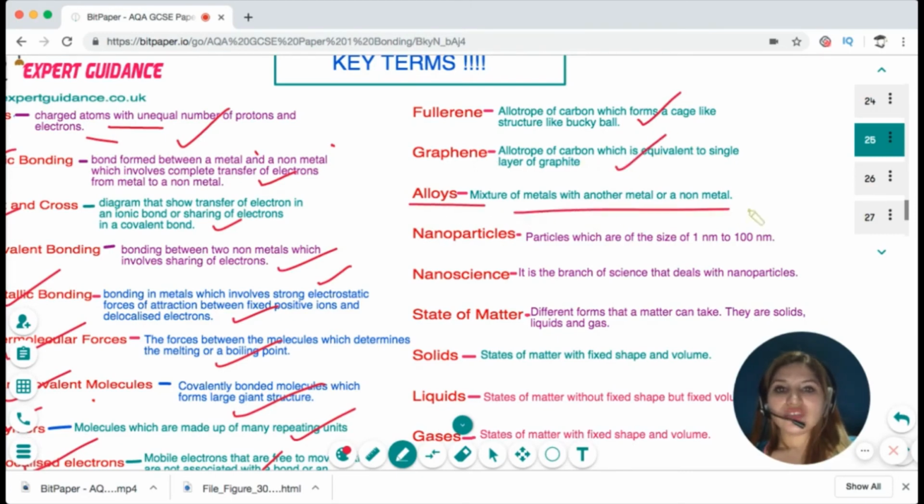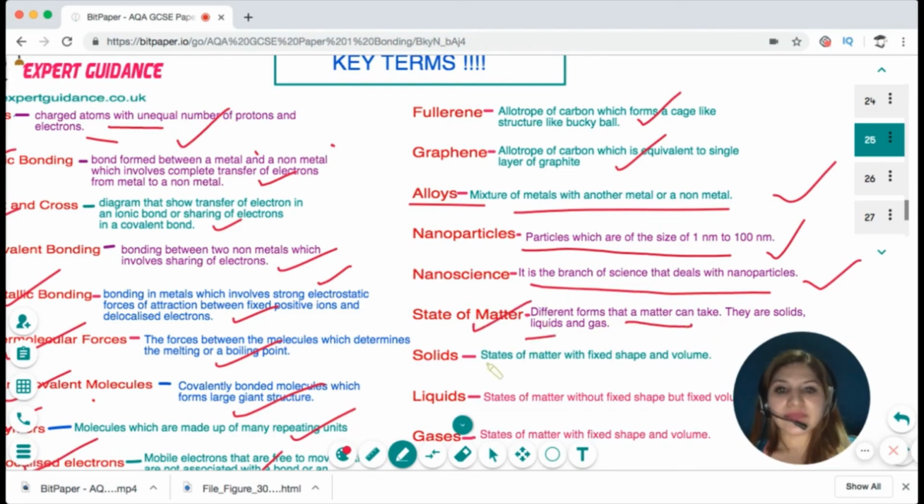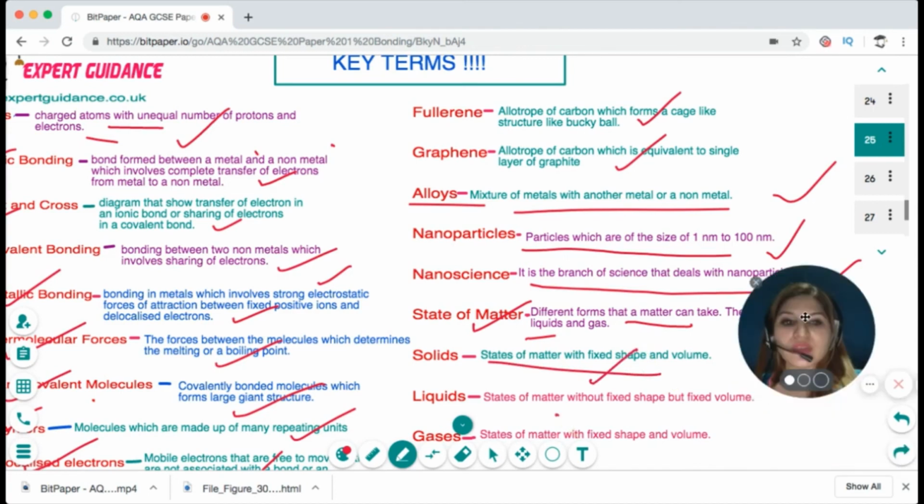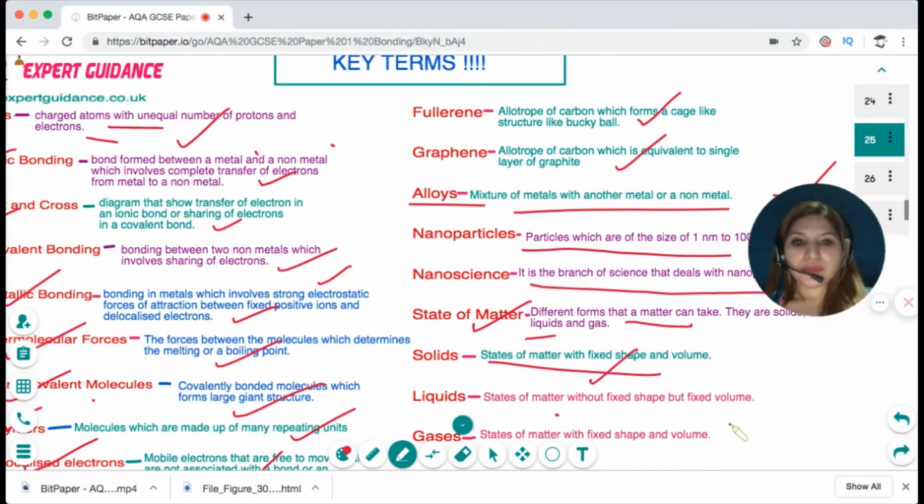Alloys are the mixtures of a metal with another metal or a non-metal. Nanoparticles are the particles which are the size 1 nanometer to 100 nanometer. Nanoscience is a branch of science that deals with nanoparticles. States of matter are the different states that matter can take: solid, liquids, and gases. Solids are the state of matter with fixed shape and volume. Liquids have fixed volume but not fixed shape. And the state of matter without any fixed shape and fixed volume is the gases.